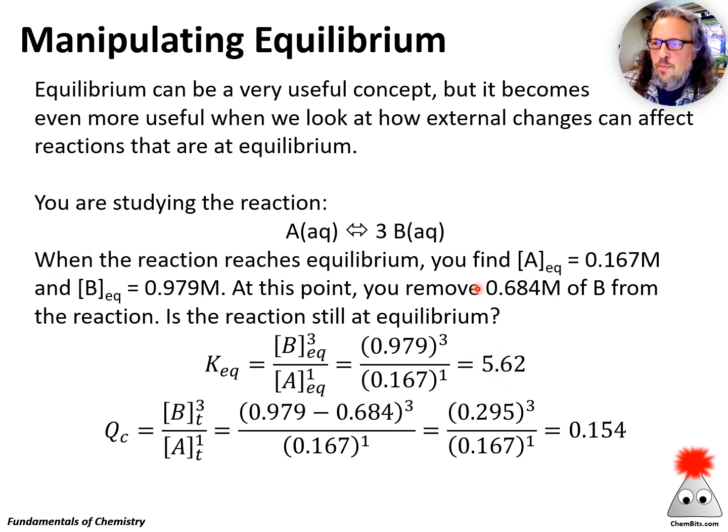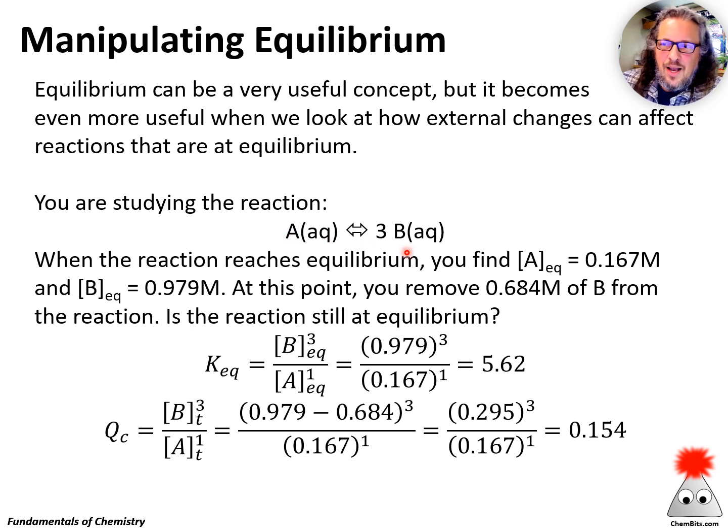Well, now, if I remove that handful of B, I can calculate a value of Q. So plug into the same mathematical form. Now I've got (0.979 minus 0.684) cubed divided by 0.167. So this subtraction is 0.295. Cube that, and I find the value of Q is 0.154, which is less than 5.62, which means, number one, it's not at equilibrium. Number two, this reaction has to shift towards products to get back to equilibrium.